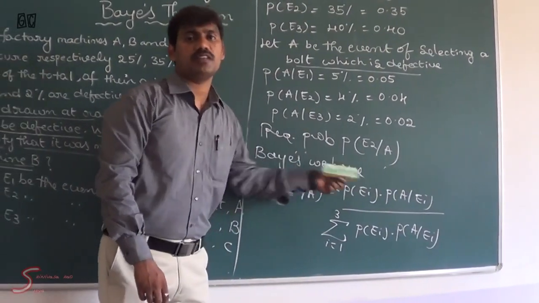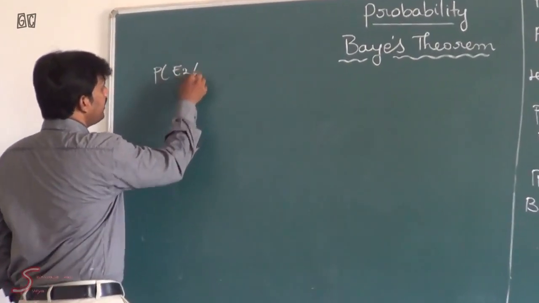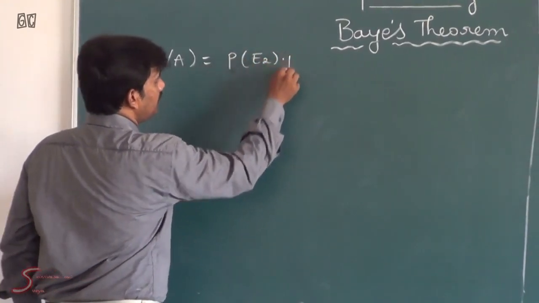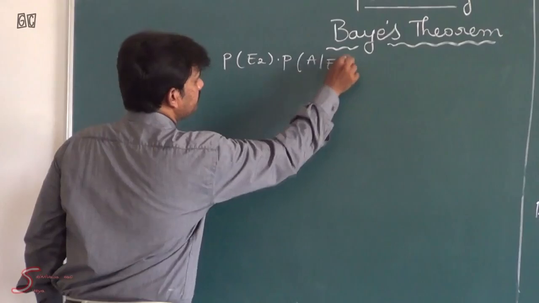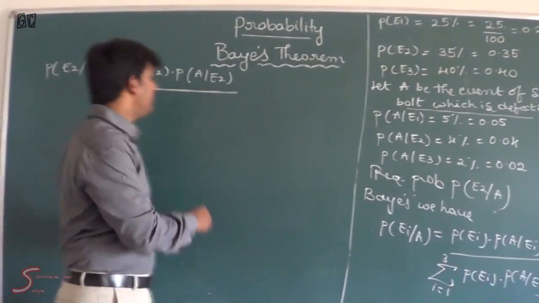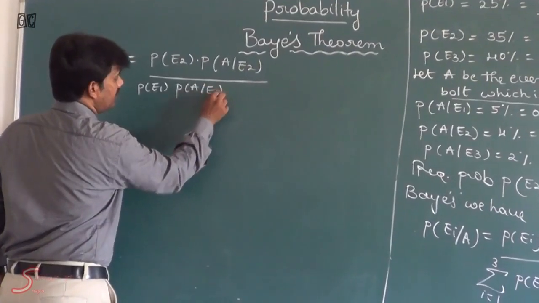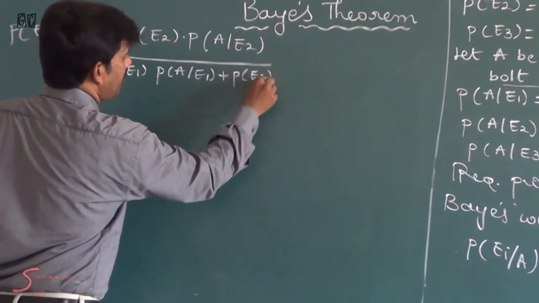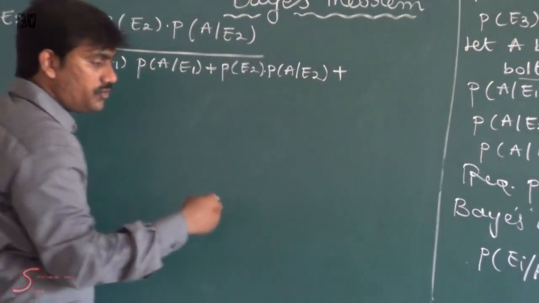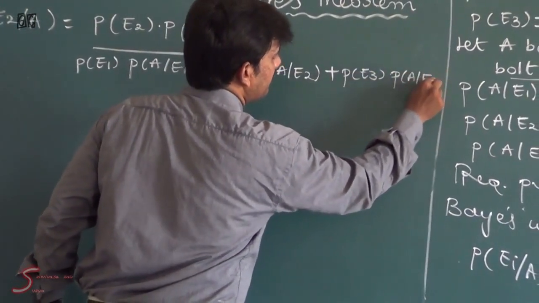Now we are going to substitute all the values in this notation. The required probability P of E2 given A can be written as P of E2 into P of A given E2, divided by the summation. Putting i equal to 1 first, that is P of E1 into P of A given E1, plus P of E2 into P of A given E2, plus, putting i equal to 3, P of E3 into P of A given E3.